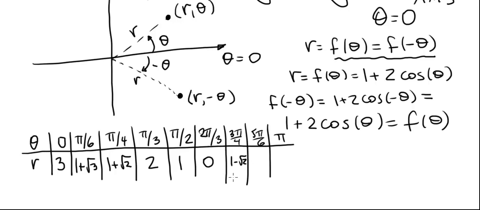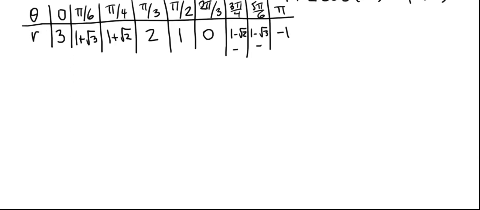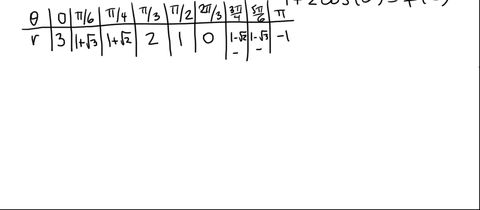Notice that this is a negative number. I'll put a minus here to indicate that. At 5 pi over 6, we get 1 minus square root of 3, which is also negative. And then at pi, we get 1 minus 2, which is minus 1, and clearly that's negative as well. And now we can plot these points and make a good sketch of the part of the graph on one side of the polar axis.